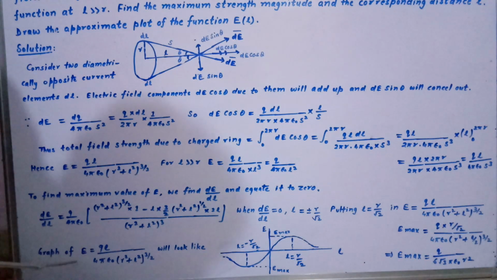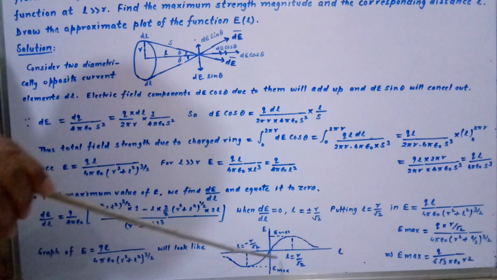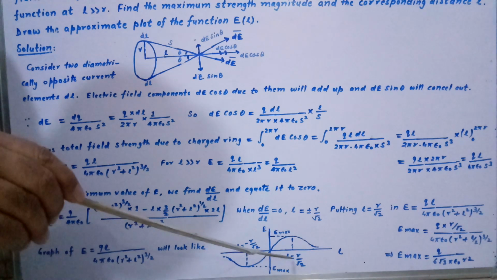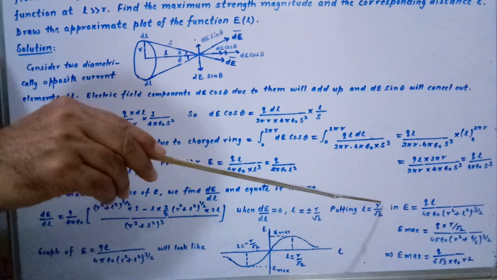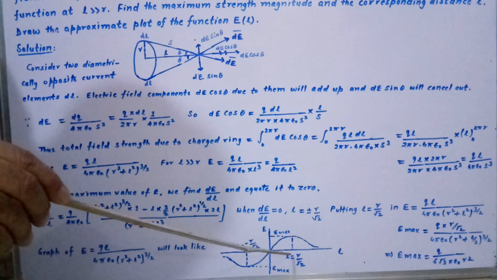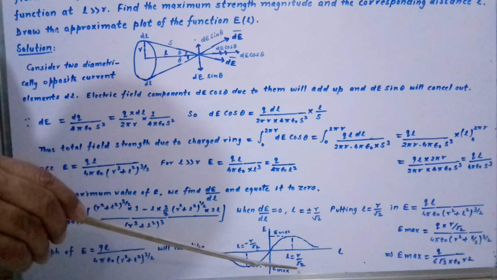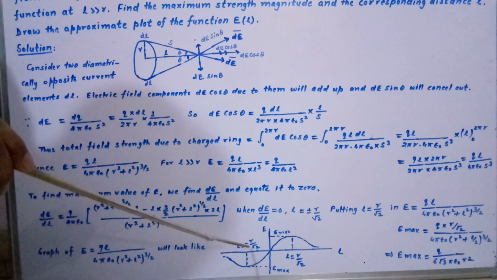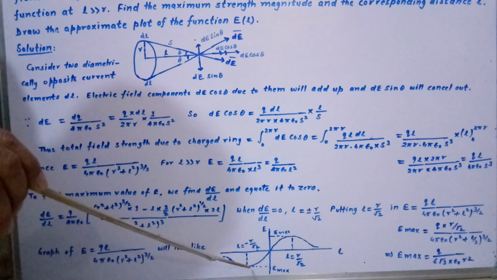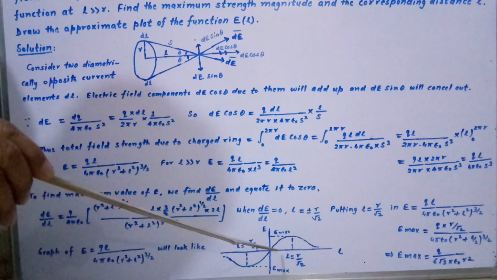Now we plot the graph of E versus L. So E equals QL divided by 4 pi epsilon naught, R square plus L square, whole power 3 by 2. So its graph will be like this. Here we have obtained that E maximum will be found at L equal to R by root 2, which is shown here. So here this value is L equal to R by root 2. Here E has maximum value, and in this direction also, when L equals minus R by root 2, we are getting maximum value of E. Hence the answer. Thank you.